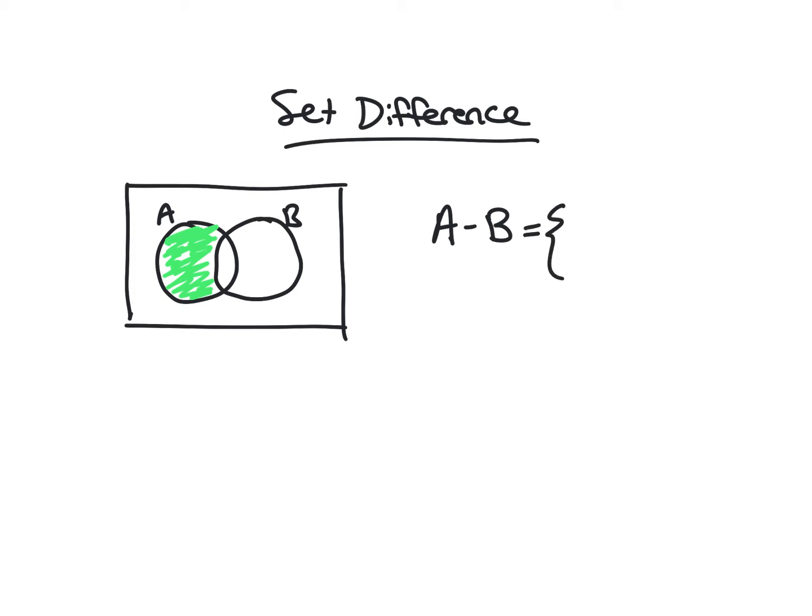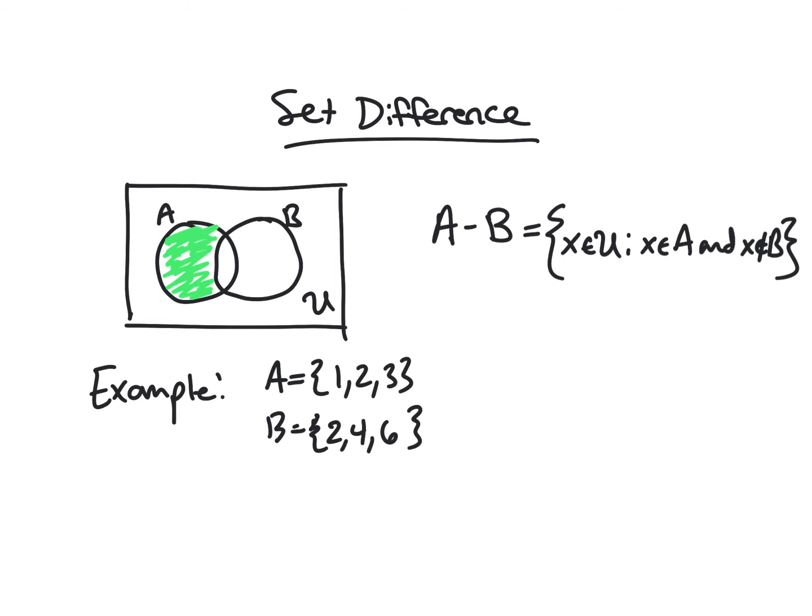And so we can write this, again, inside our universe U, such that x is in A and x is not in B. So it's got to satisfy both of those things. It must be an element of A, and it must not be an element of B. So let's actually look back at that same example we just had here.